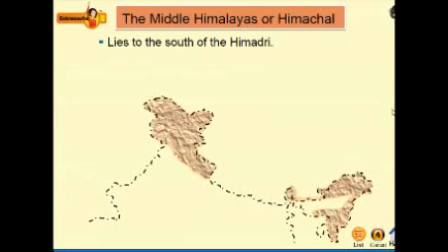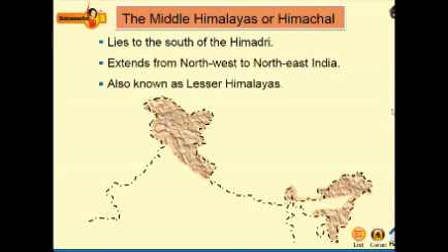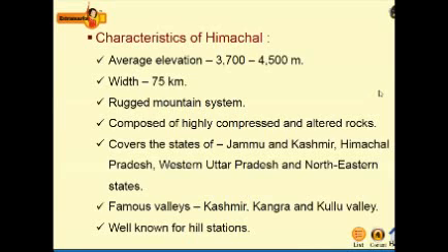Now see the Middle Himalayas or Himachal. It lies to the south of the Himadri and extends from northwest to northeast India, and it is also known as the Lesser Himalayas. The characteristics of Himachal are: its average elevation is between 3,700 and 4,500 meters, and the width is 75 kilometers.